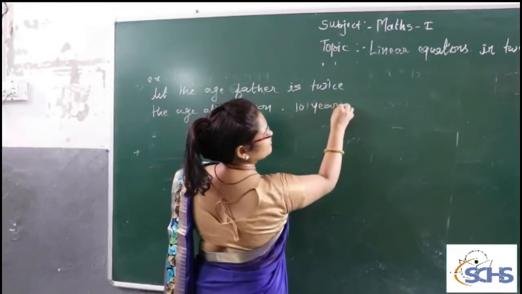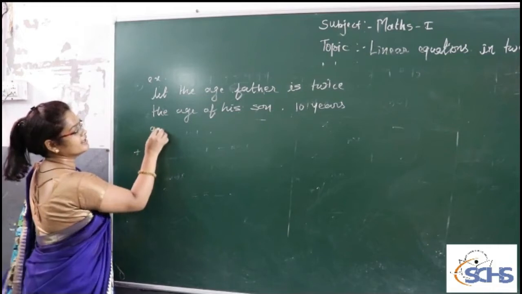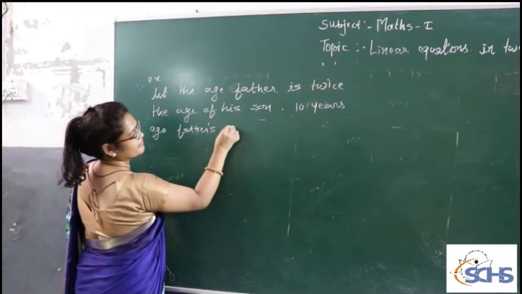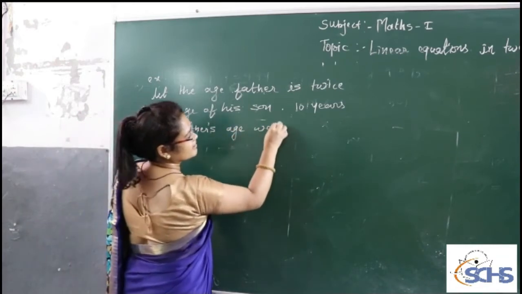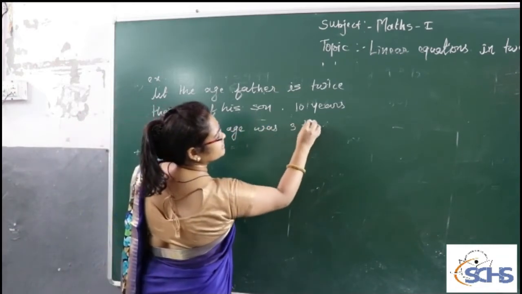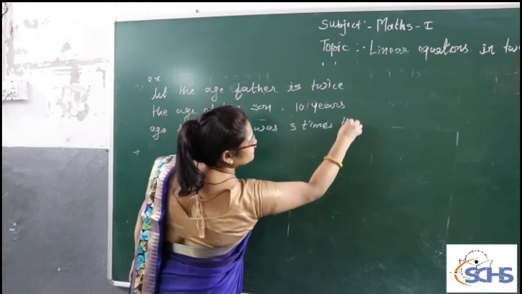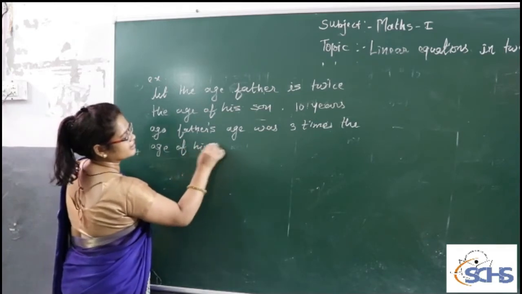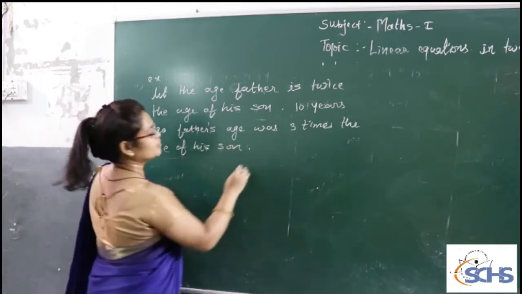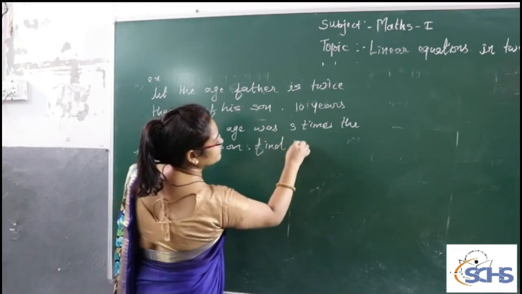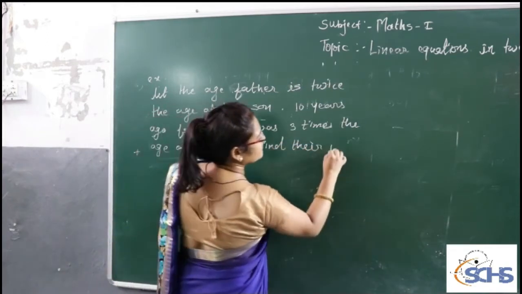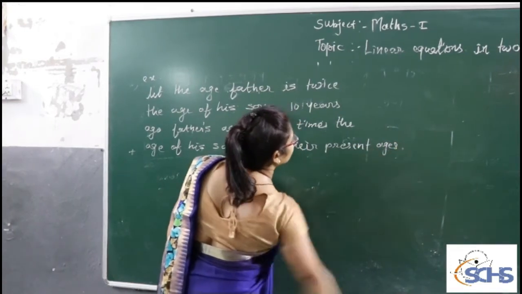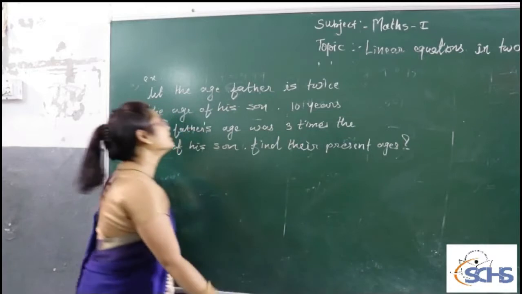10 years ago, father's age was 3 times the age of his son. Therefore, find their present ages. Find their present ages. Okay.